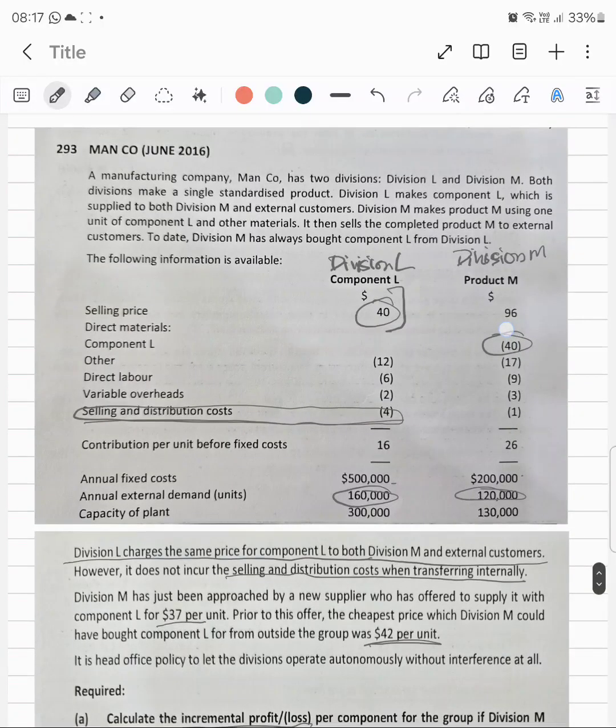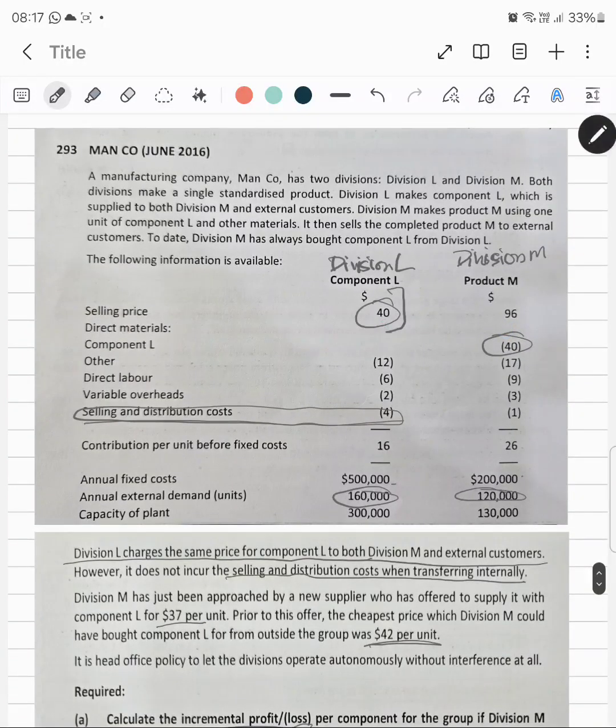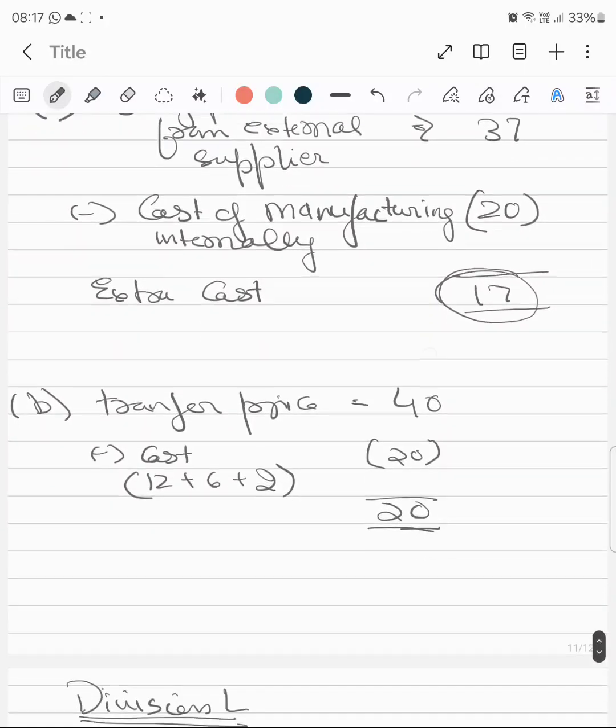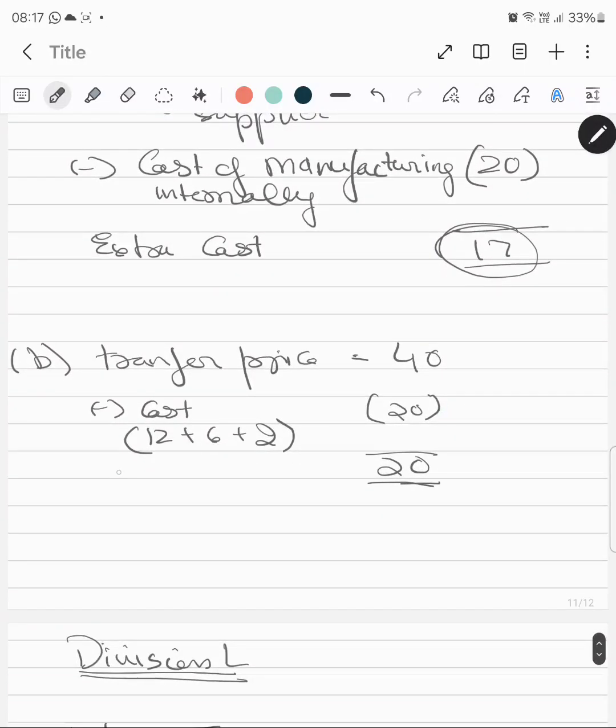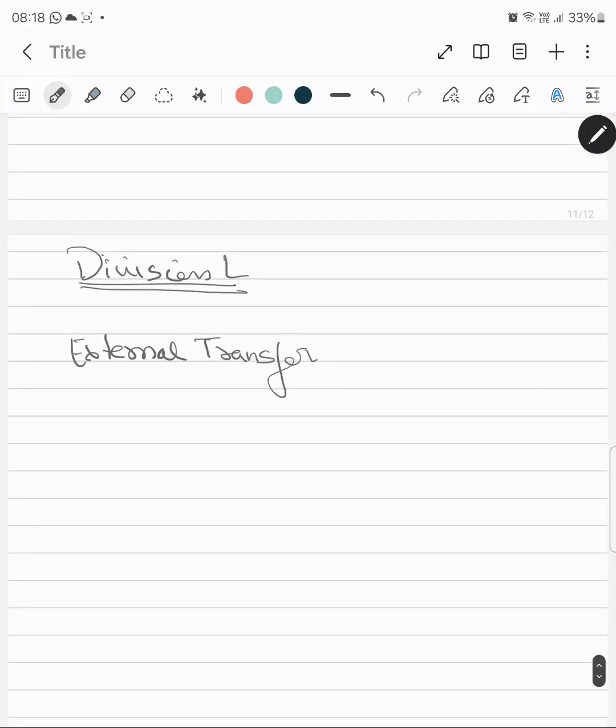We can see that for the internal sales, the selling price was 40, and the cost comes out to be 12 plus 6 plus 2, that is 20. And so the contribution would be variable sale price minus this variable cost, and the contribution in this case is 20. Hence you get the contribution as $20.